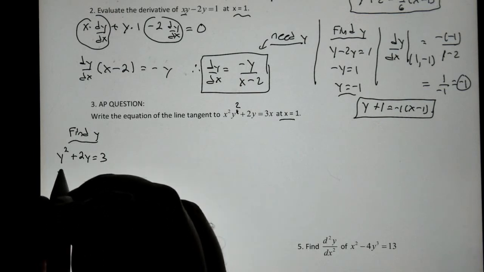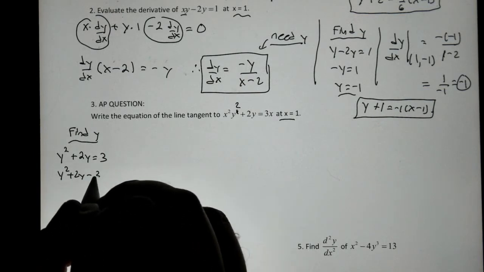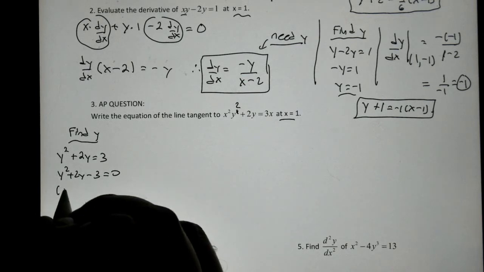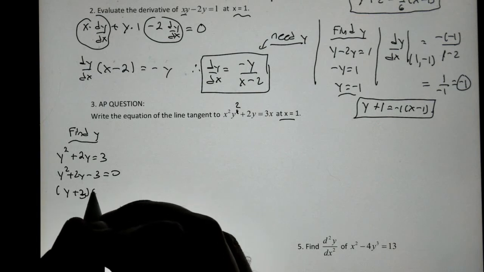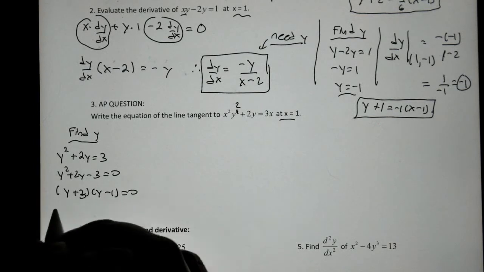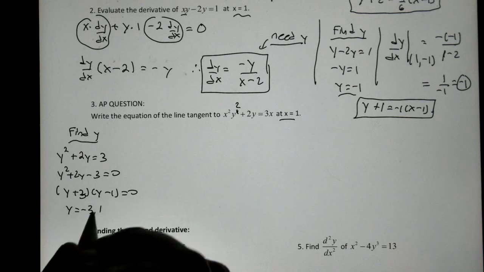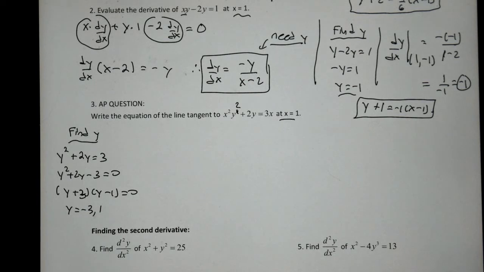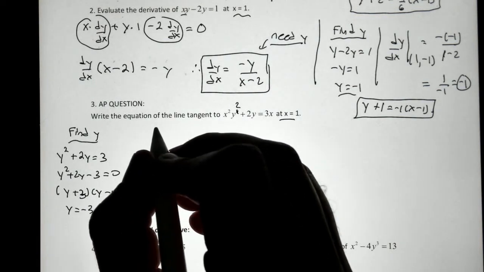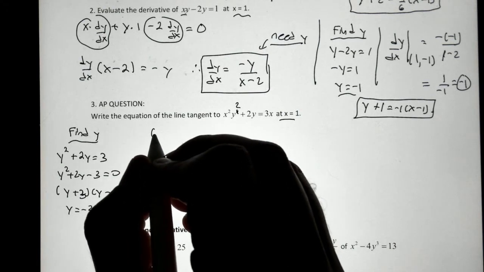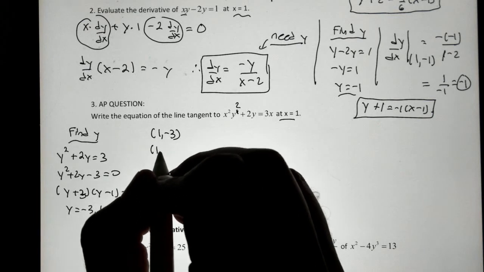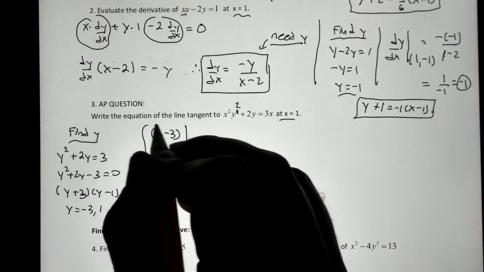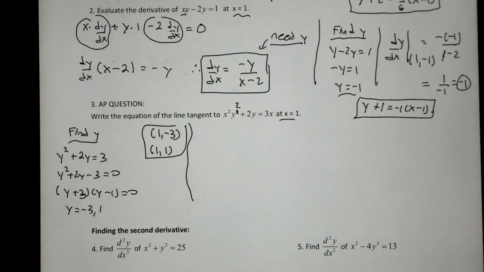Solve this, we get y squared plus 2y minus 3 equal to 0. We have to factor. y plus 3, y minus 1 equals 0, and I get negative 3 and 1. So that's going to give me 2 points. I'm going to get the point (1, negative 3) and the point (1, 1). We're going to come back to these in a little bit. So I'm going to have 2 tangent lines here.